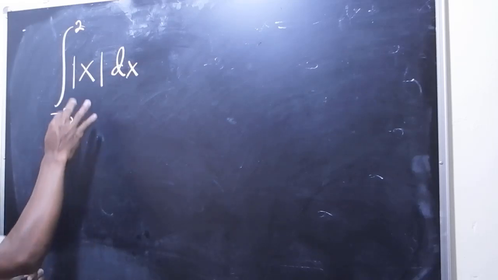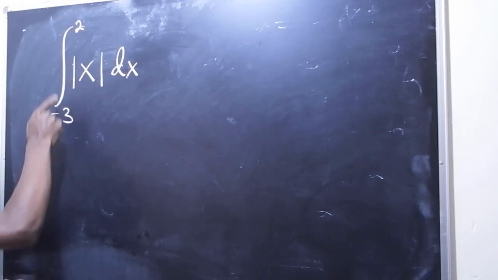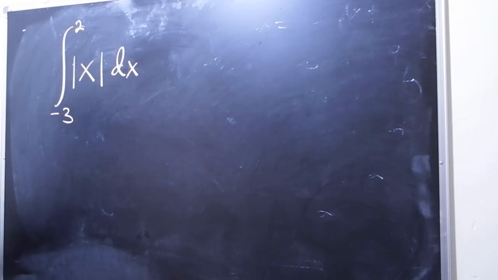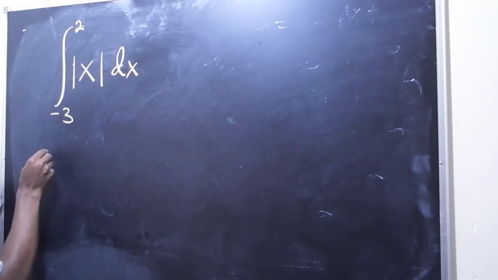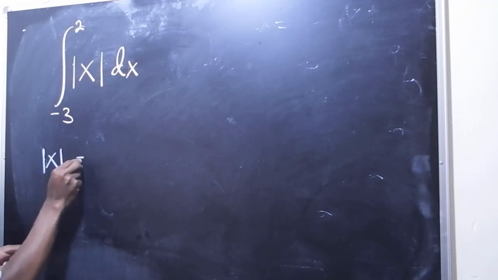Okay, let's do the integral of the absolute value of x from -3 to +2 with respect to x. And I'm going to do that using two methods. Now, the first way of doing this is if you just look at this function here, the absolute value of x, okay, what does this function mean?